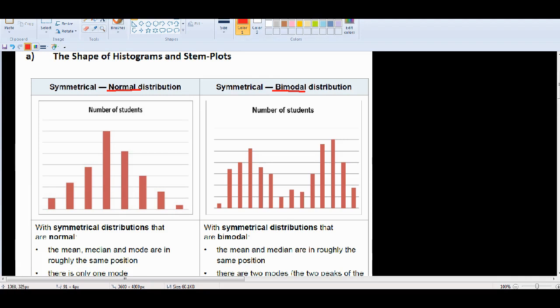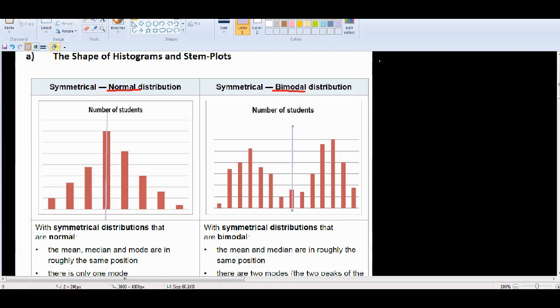So let's have a look. If I draw a line at the center of the distribution, you see left hand side, right hand side, they are fairly the same, but of course they are not exactly the same, right? But they're fairly the same, so we can call them symmetrical. See the left part and right part, they are quite similar, right?